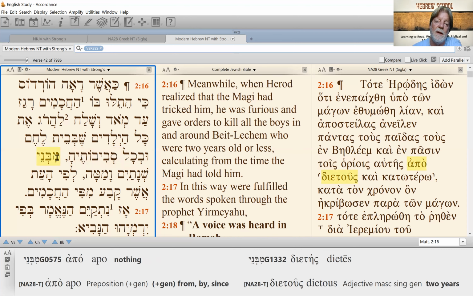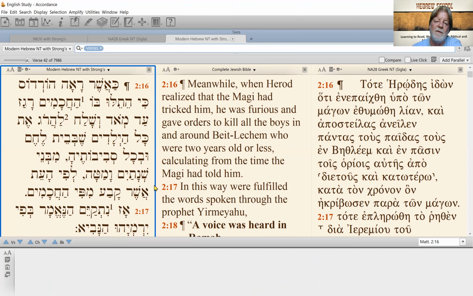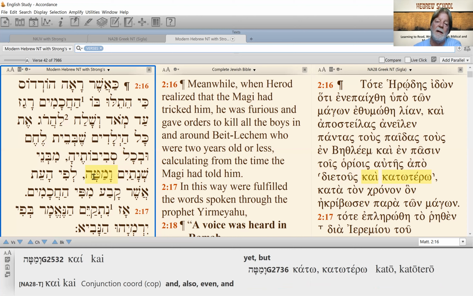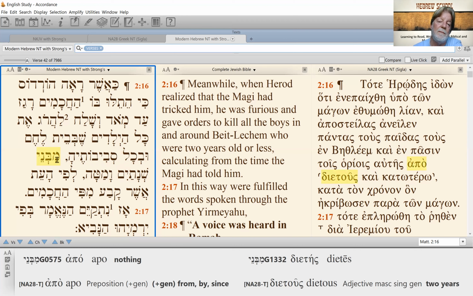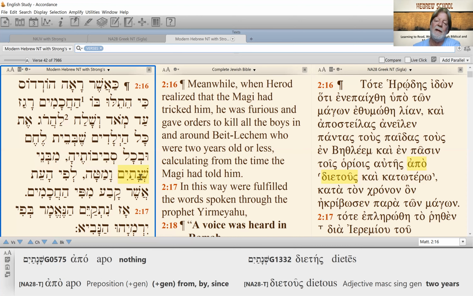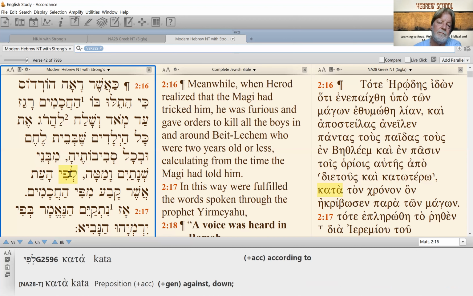Miben shnatayim vemata, from sons of 2 years old and under. That's how you say it in Hebrew. Mi, the mem prefix, from, ben, children of, sons of, shnatayim, two. This shana is the Hebrew word for a year. And because it's in the dual form, shnatayim, it means 2 years. Vemata, and under.